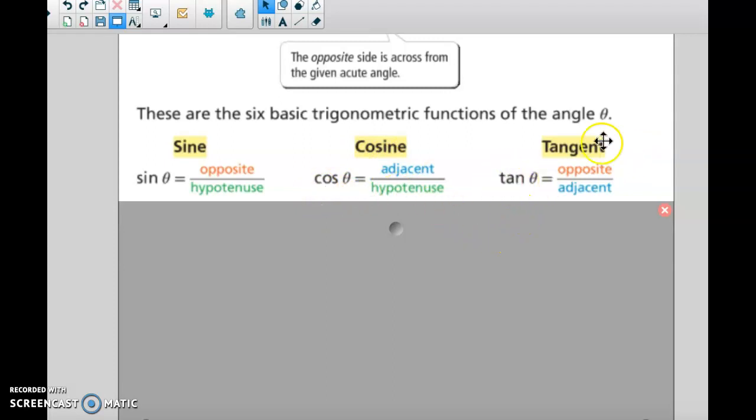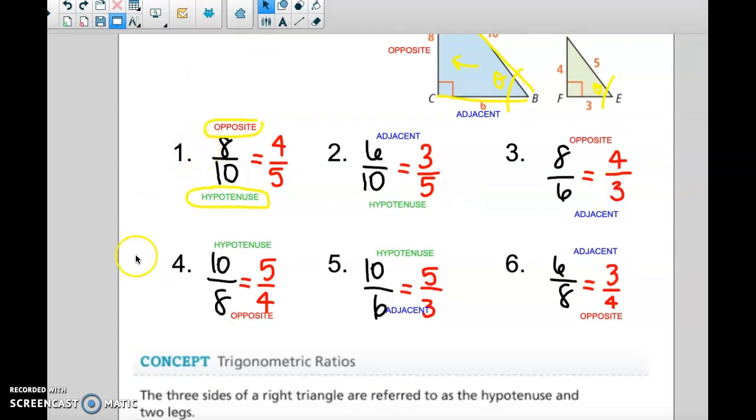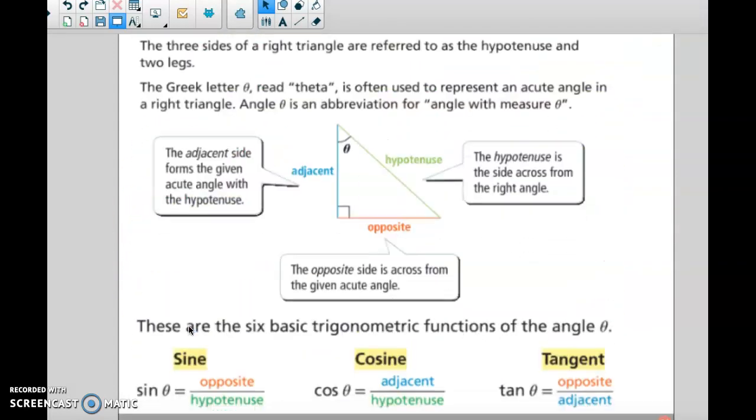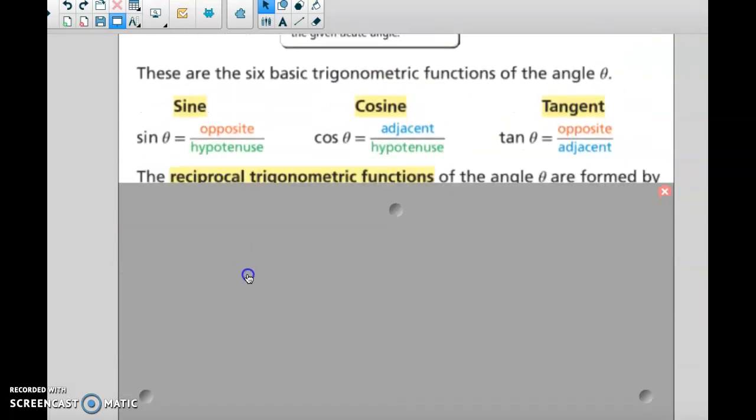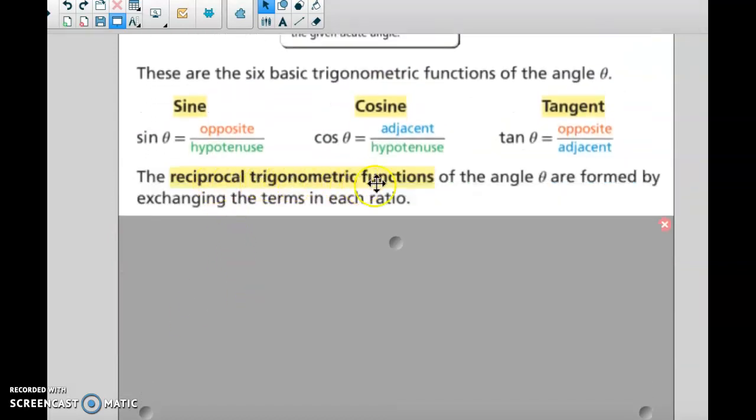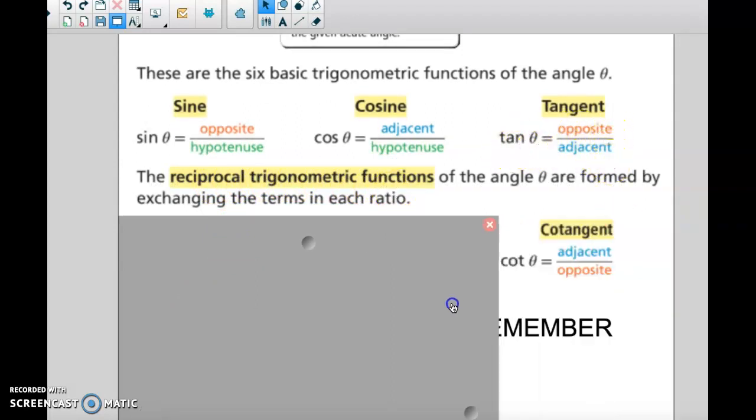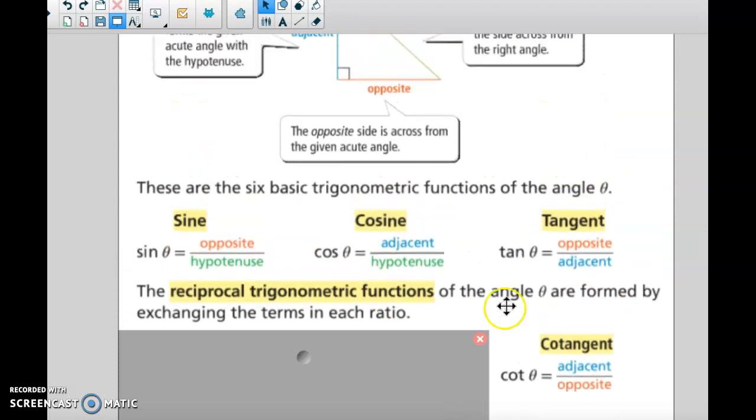I read it cosine, I write it C-O-S, like cos, but I don't really say cos, I say cosine. And then tangent function is the function that represents the ratio of the opposite side over the adjacent side. And again, I write it tan, I read it tangent of theta equals opposite over adjacent. So remember, the reciprocals happened when I look at the ratios.